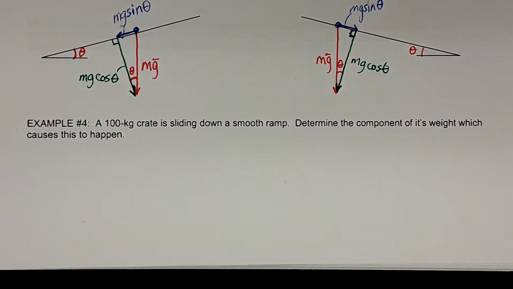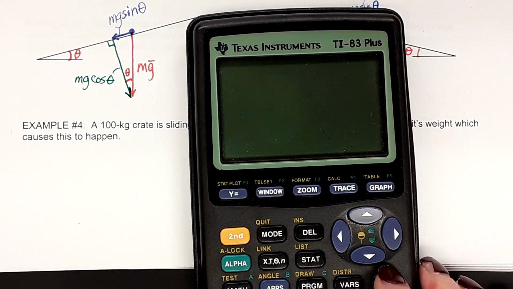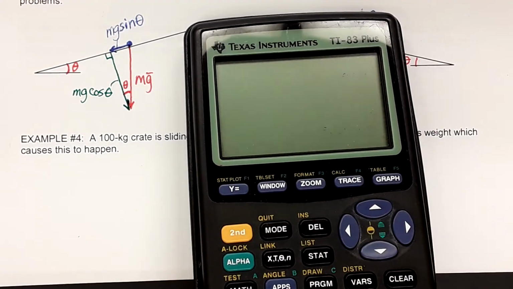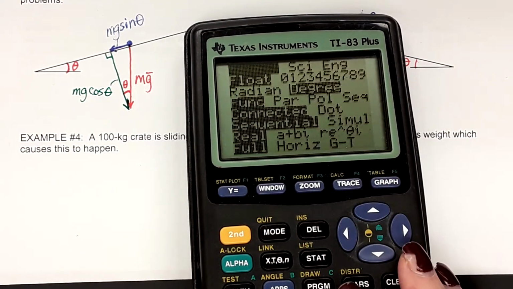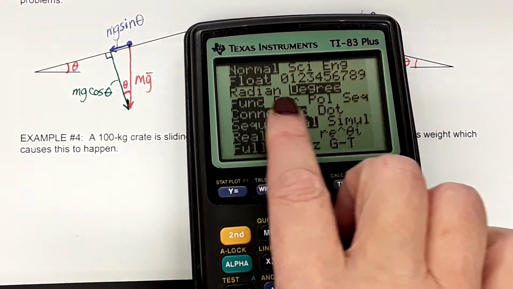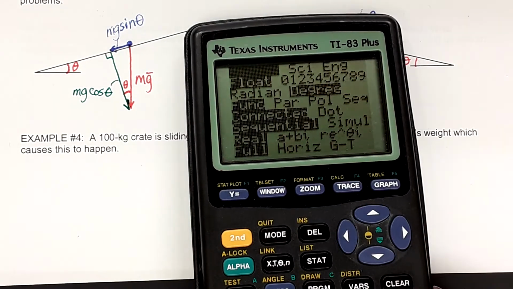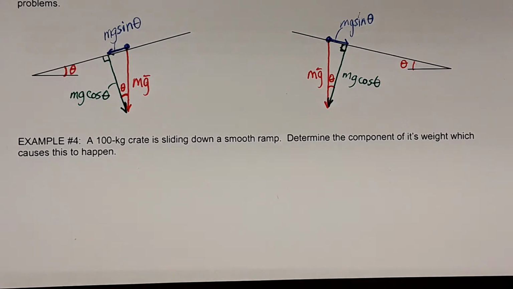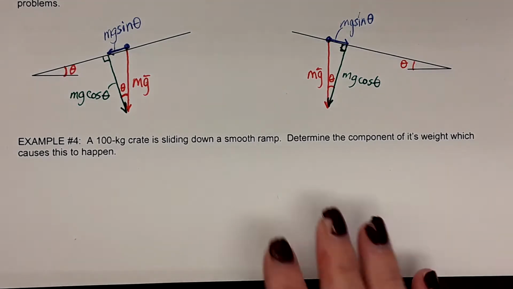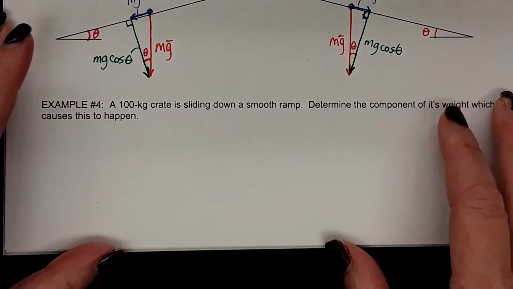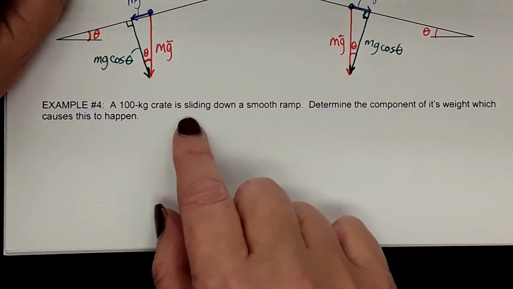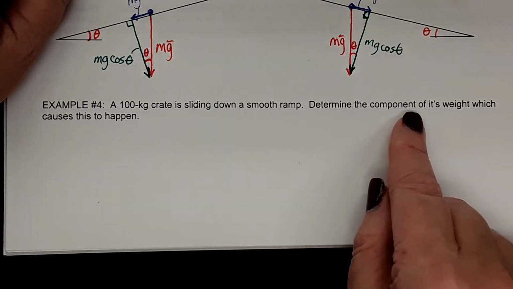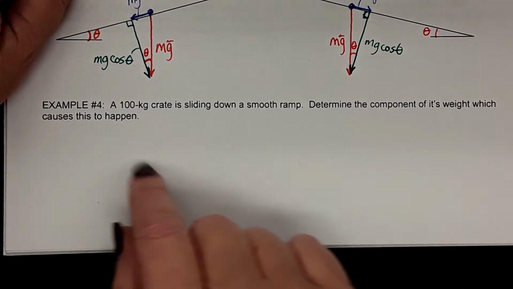You're going to need your calculator, and if you've got your calculator, please first go in and check your mode. Make sure that you are in degrees and not radians. You want degrees, okay? Because we're going to be using sine and cosine. We want to take the sine and cosine of degrees of arc, not radians.